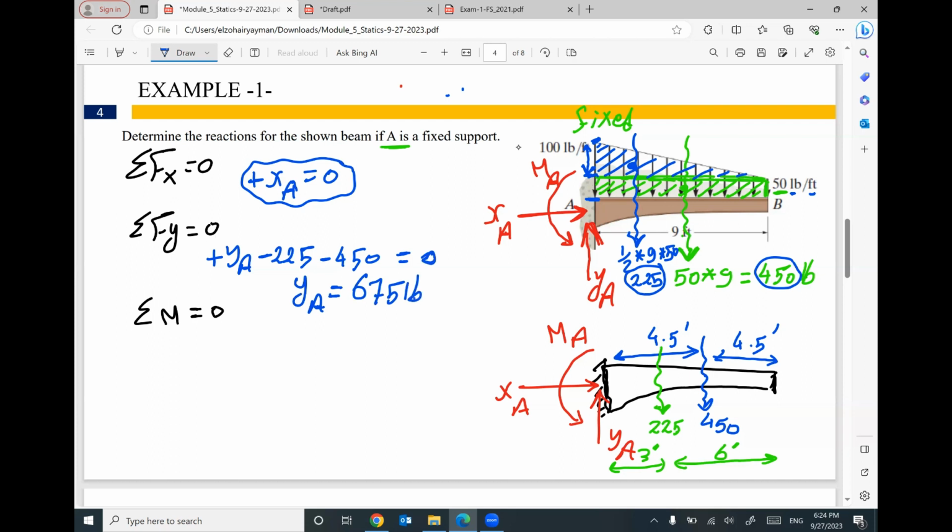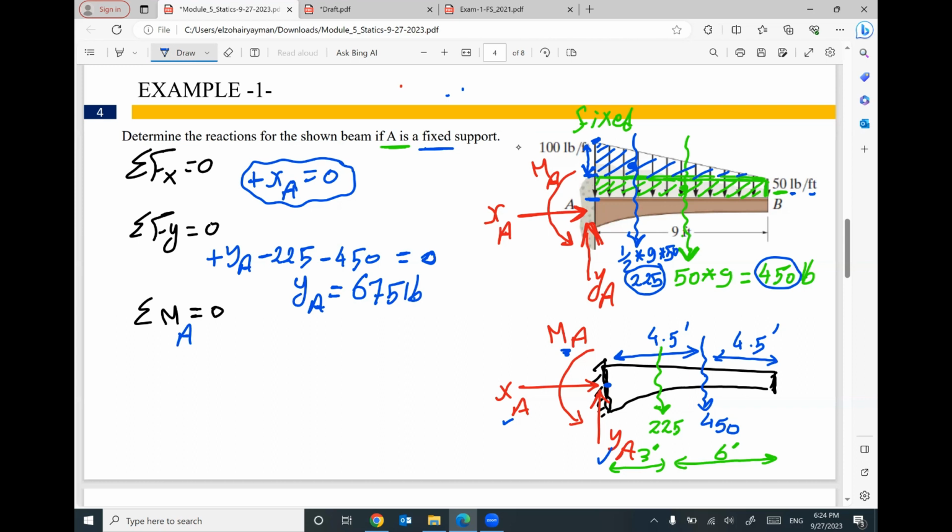So far, so good. The third equilibrium equation, because keep in your mind, yes, I found YA, I found XA, but still looking for MA because MA is a reaction. At the fixed support, we have 3 reactions. So for the fixed, I will take moment at any point equal 0. I gave you a recommendation last meeting that I will take moment at the point of the highest number of reactions. So I will take moment at A.